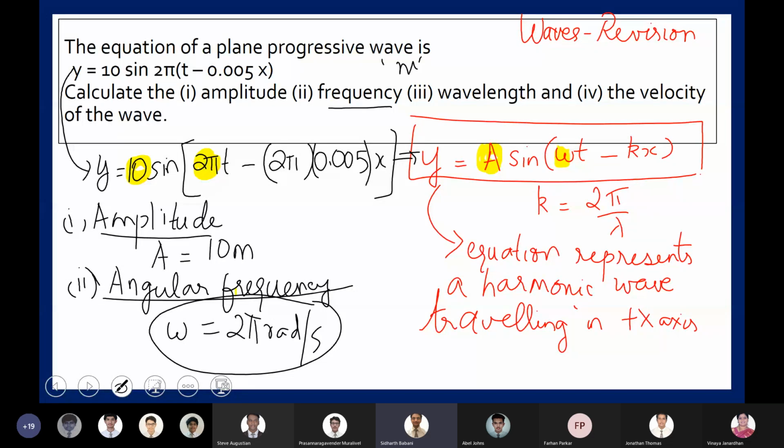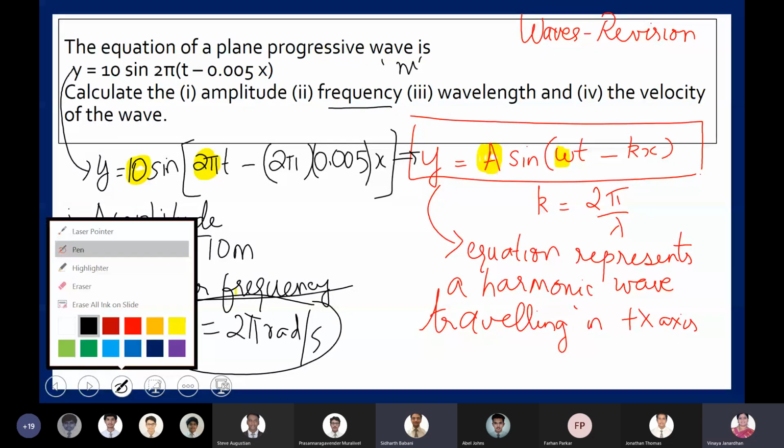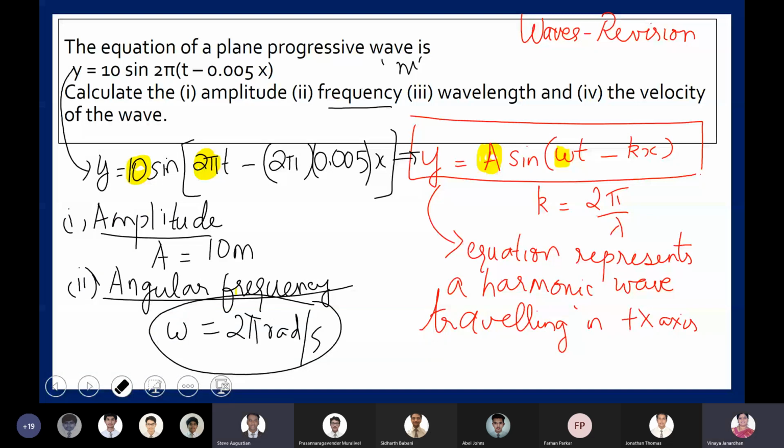Yes, ma'am, done. Shall I erase now? Okay, so your angular frequency is 2 pi radians.